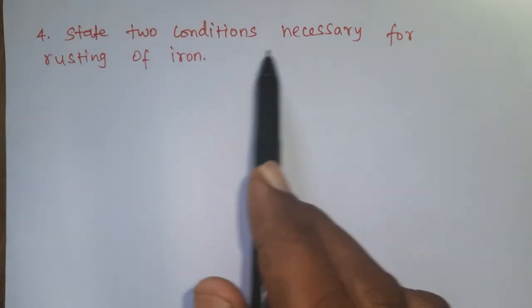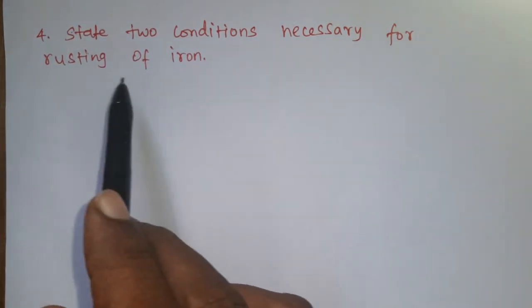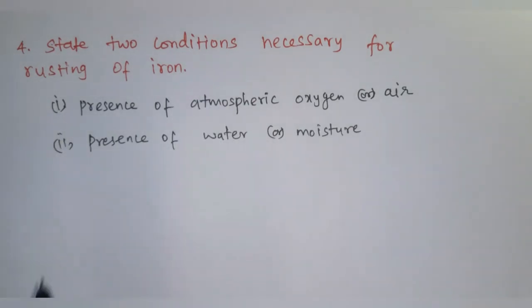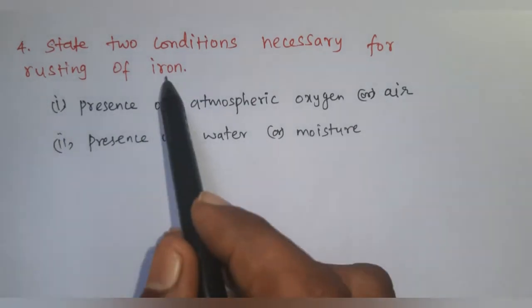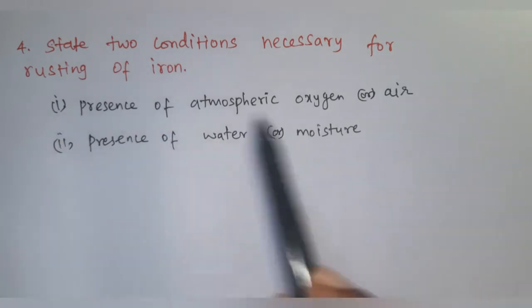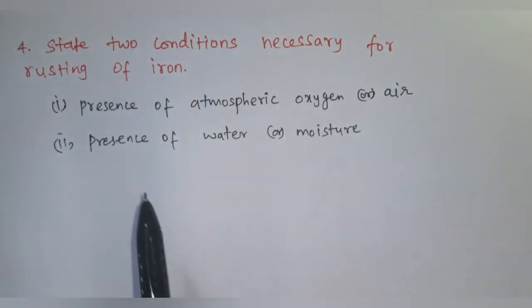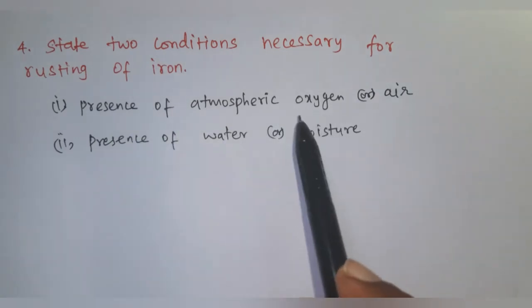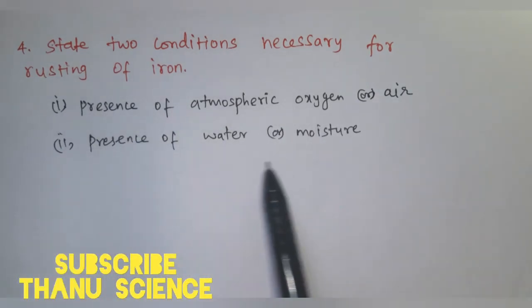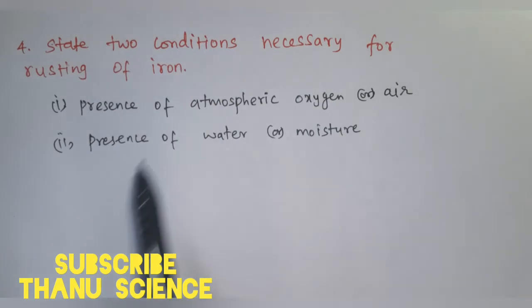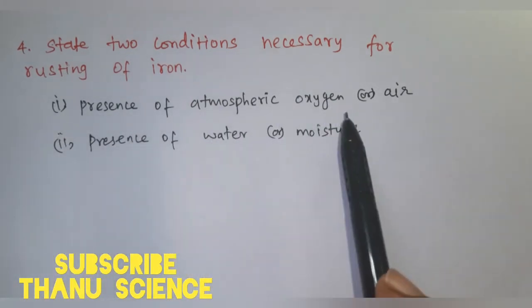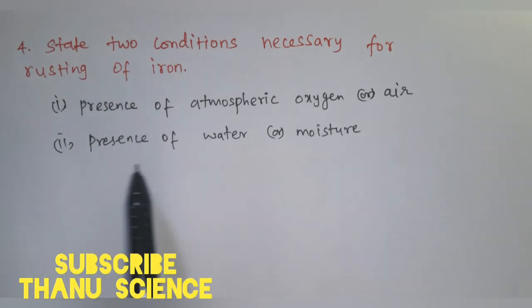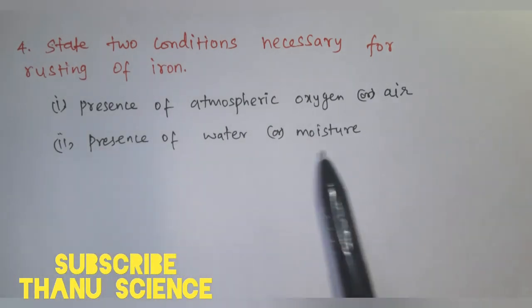Question number 4. State 2 conditions necessary for rusting of iron. For rusting, 3 things are required. One is iron, then the rest 2 are the 2 conditions for rusting. That is, one is iron, second is oxygen or air, third one is the moisture. So 2 conditions here: presence of atmospheric oxygen, or you can simply write air. Second one, presence of water, or simply you can write moisture.